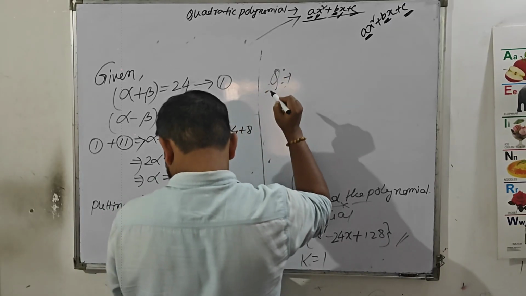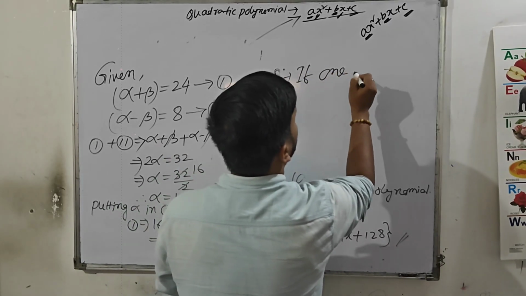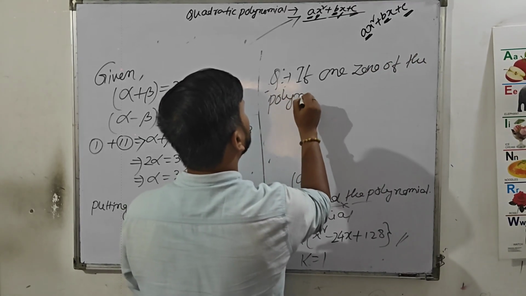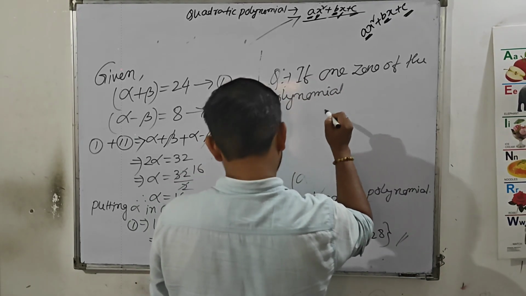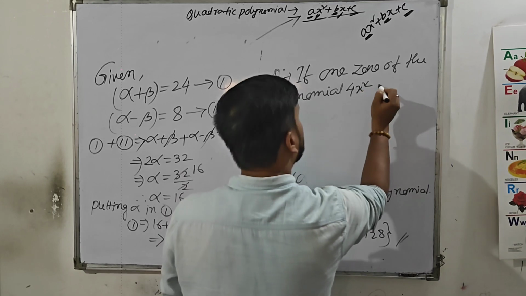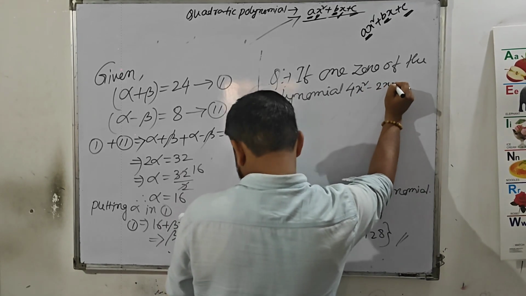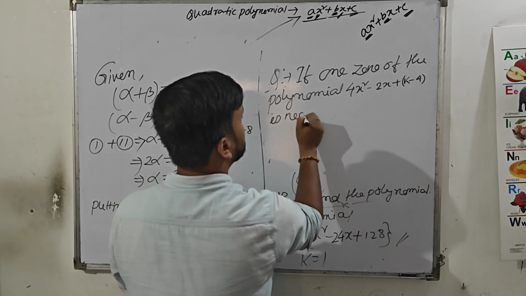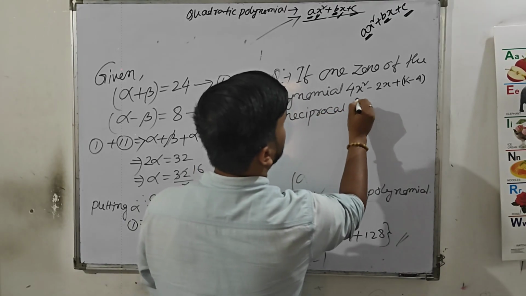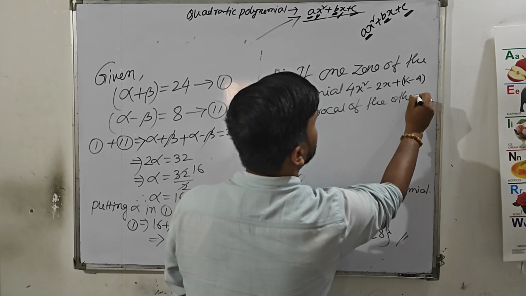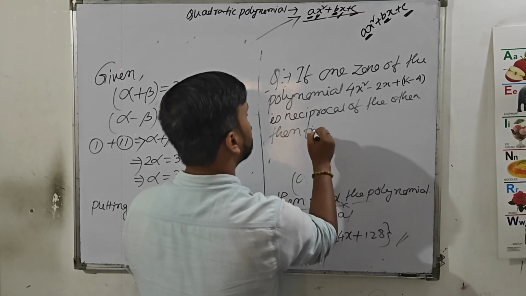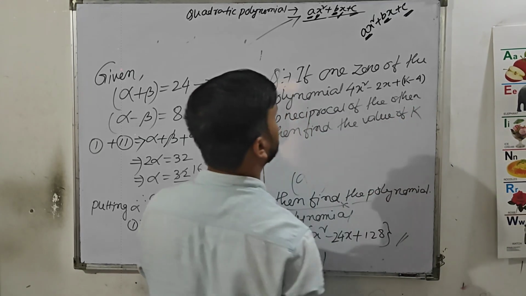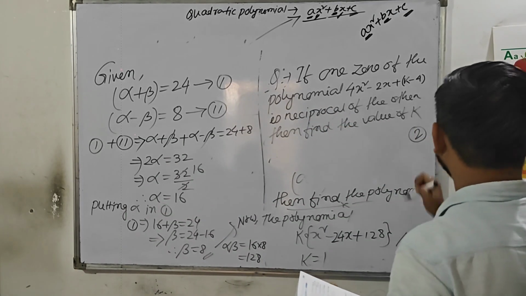Question is: if one zero of the polynomial 4x squared minus 2x plus k minus 4 is the reciprocal of the other, then find the value of k. This question carries 2 marks.